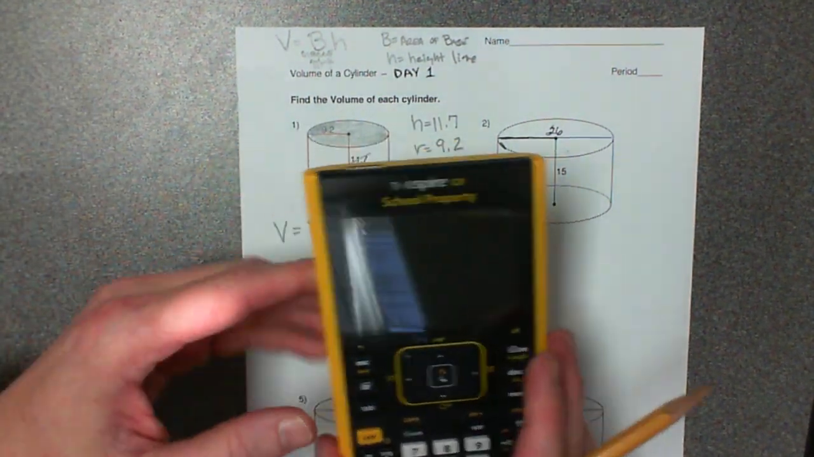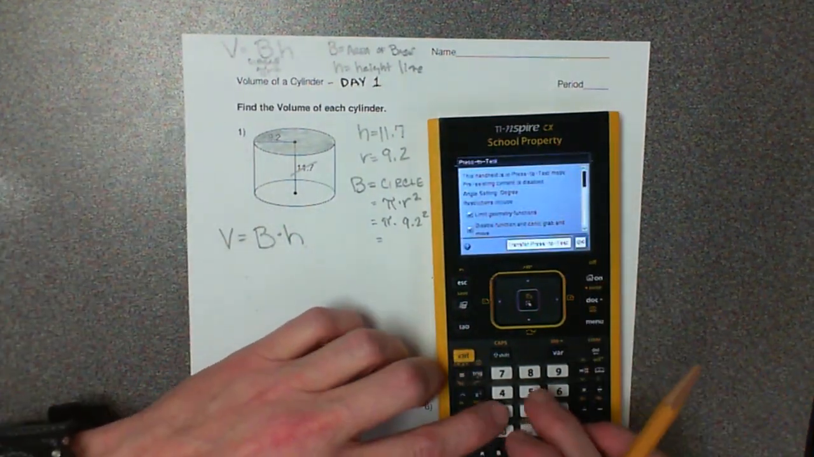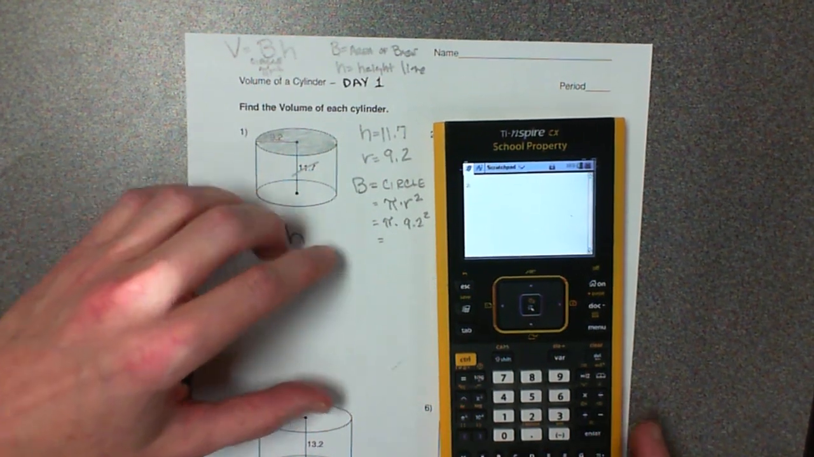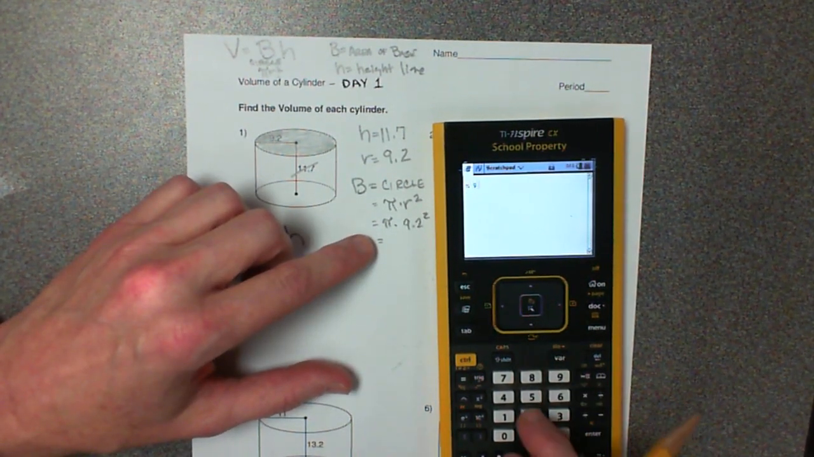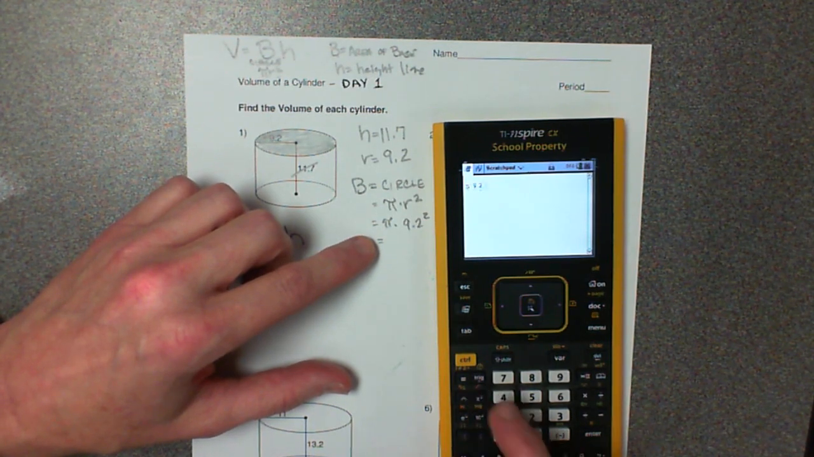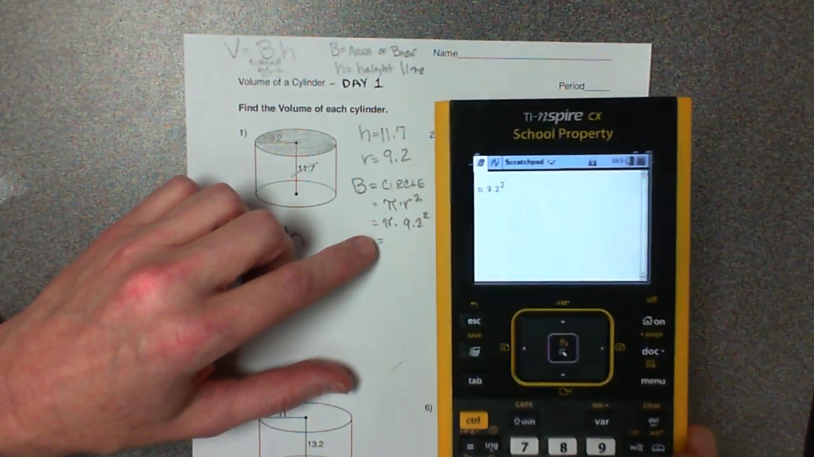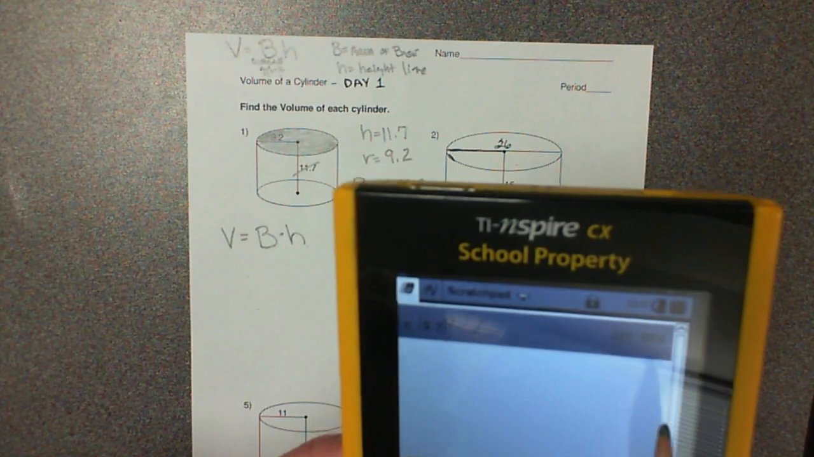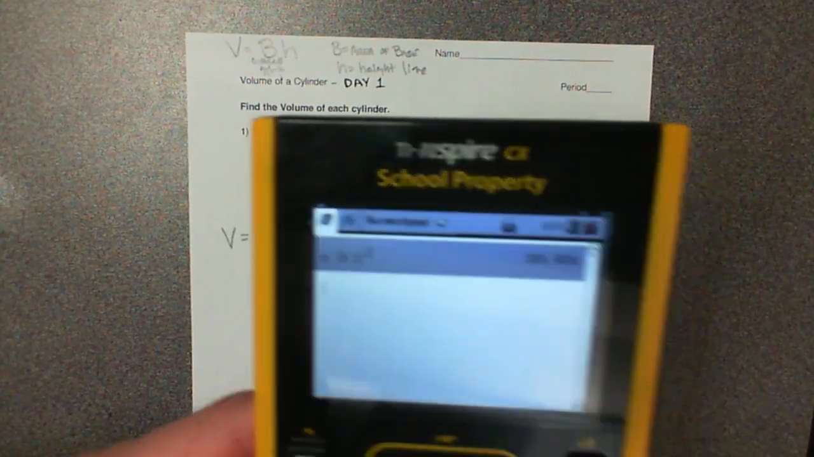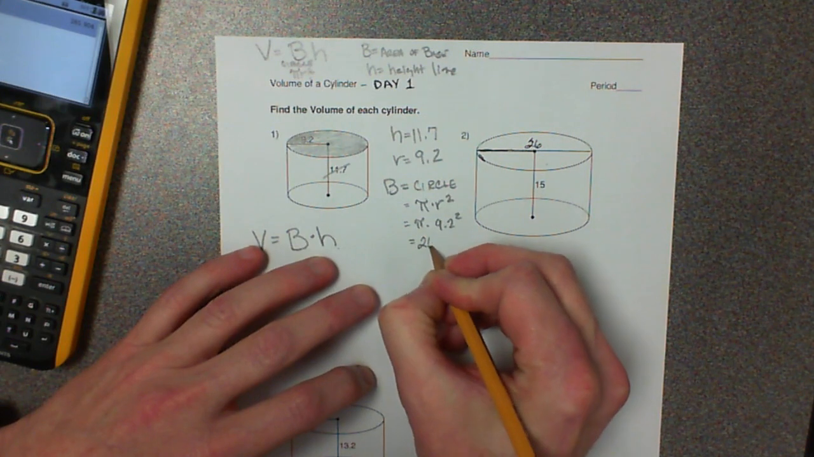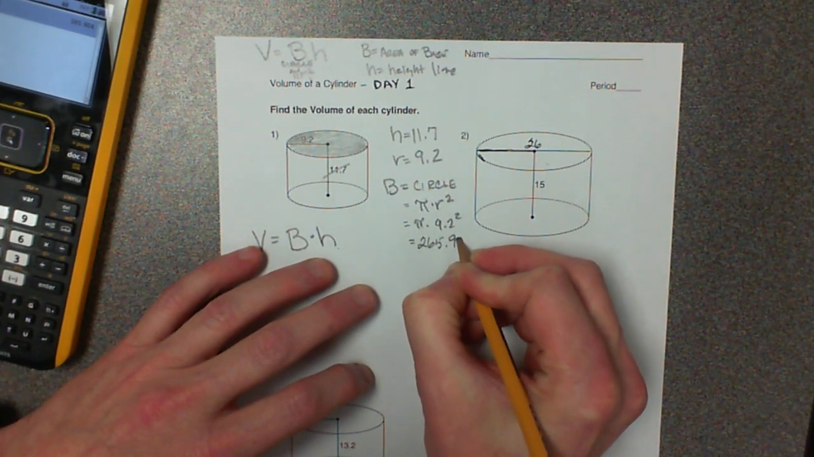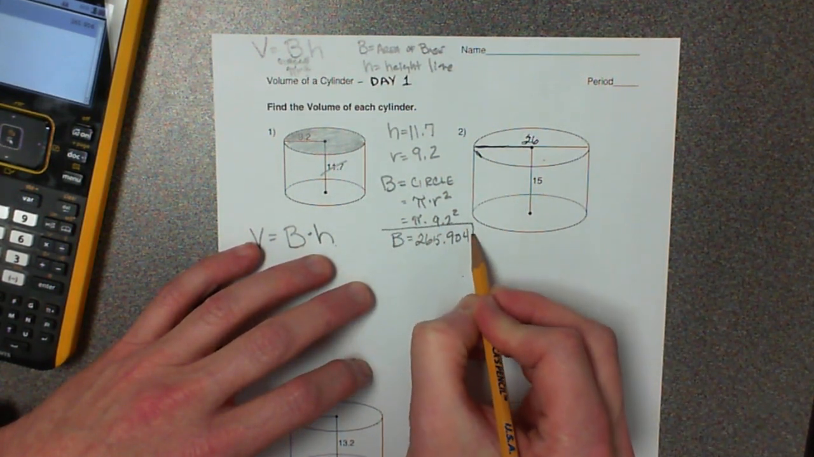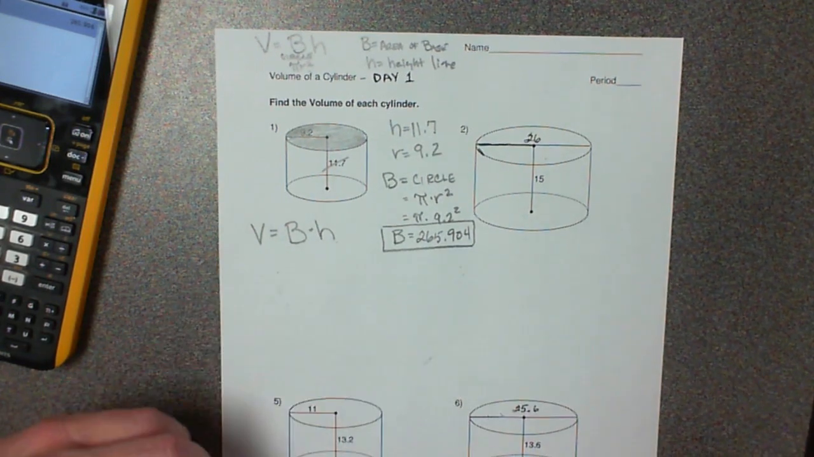You come into your calculator, and you're simply going to take the pi button and multiply it times the radius squared. So it should look just like that. And that's going to give you capital B, the area of the base of this thing. The area for this base is 265.904. Okay? And you're going to need to find that, capture it, put a box around it, because this is one of your answers.